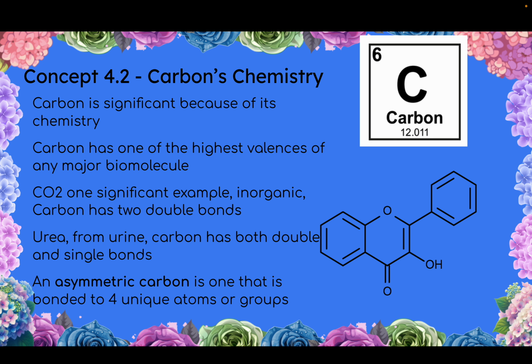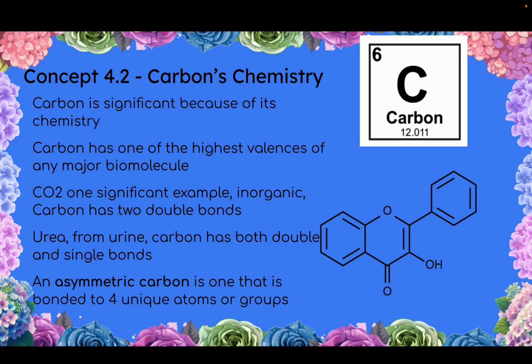It has a higher valence than hydrogen, oxygen, and nitrogen, because hydrogen can only take one, oxygen can only take two, and nitrogen can only take three, while carbon takes four. As a reminder, valence is the number of electrons required to fill the valence shell. Because it has one of the highest valences, carbon is really flexible when it comes to forming bonds. It can form double bonds and single bonds, and that's why it's so ubiquitous in biology.